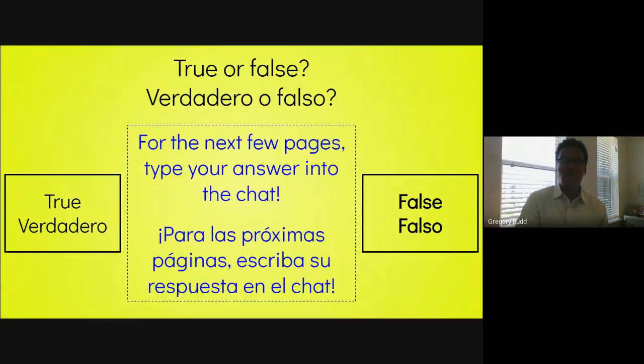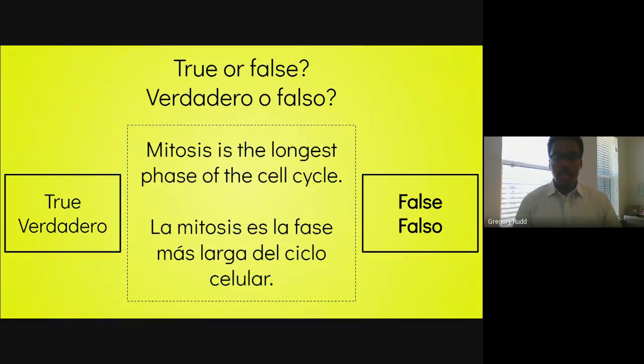Okay. So true or false. I want everybody participating in this part of the class. So we're going to go through, I think there are 4 questions. I want you to type into the chat, true or false, depending on whatever you think the correct answer to the question is. So true or false, mitosis is the longest phase of the cell cycle.